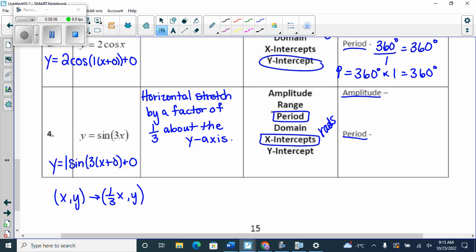So the amplitude of this one is 1, because the vertical stretch is the same. The period is 2 pi. You could do 2 pi divided by b, which is 3. Or you could do the period is 2 pi times the horizontal stretch factor. And so it's 2 pi over 3. Either way, same answer. I do not care as long as you know what you're doing. Okay? All right.